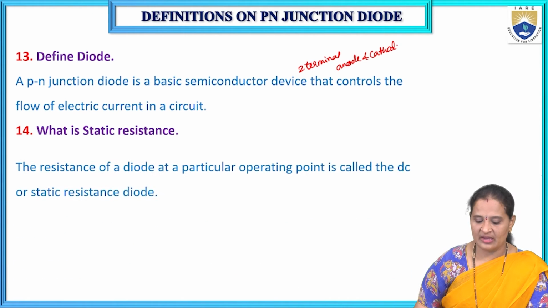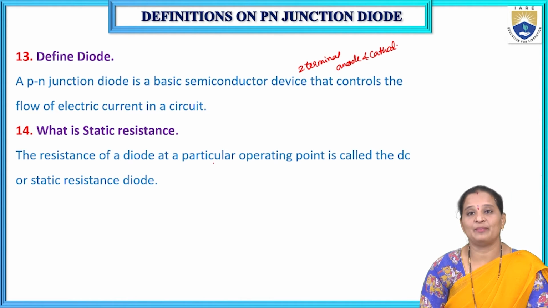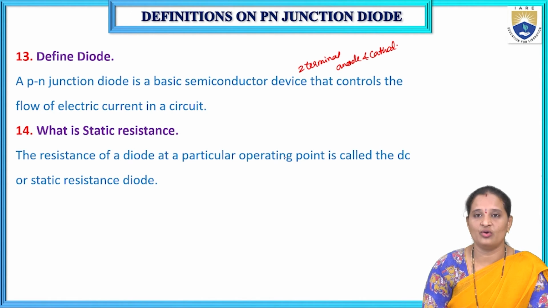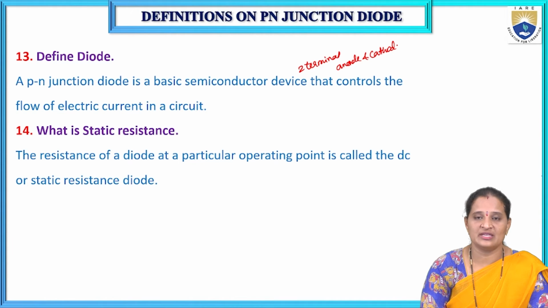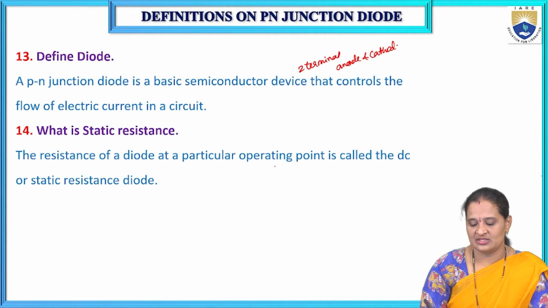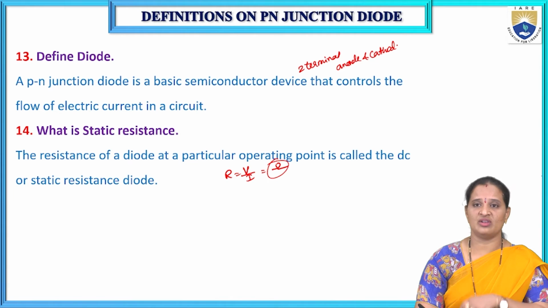Now let us define what is static resistance. The static resistance of a diode at a particular point, or the resistance of a diode at a particular operating point, is called DC resistance, or we can also call it static resistance. That means under the influence of a DC input voltage, whatever resistance is measured at a particular operating point is known as static resistance or DC resistance, and it is represented by V by I. Whether it is static or dynamic resistance, the unit of resistance will be ohms.